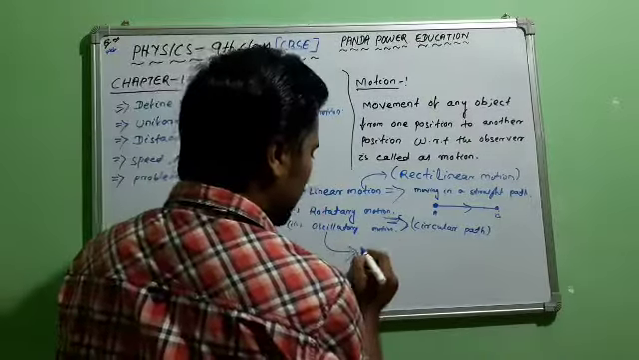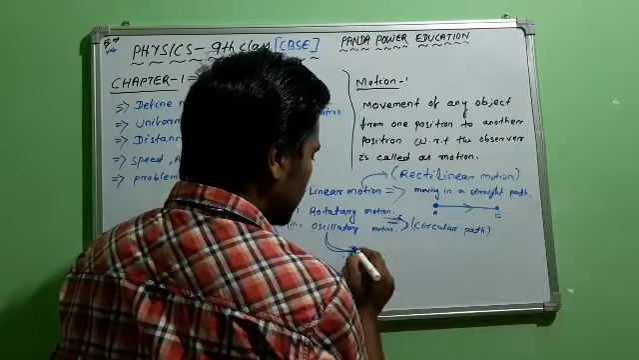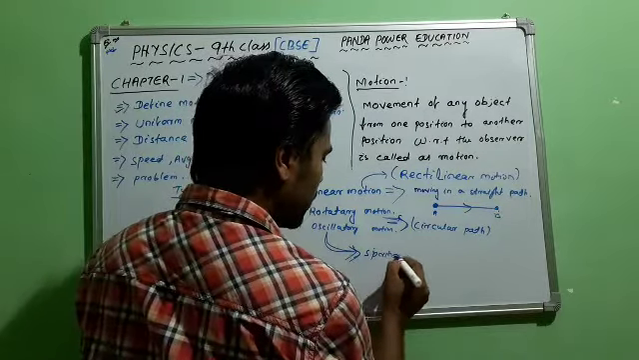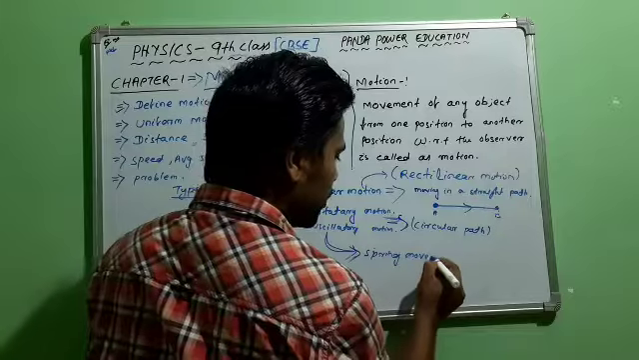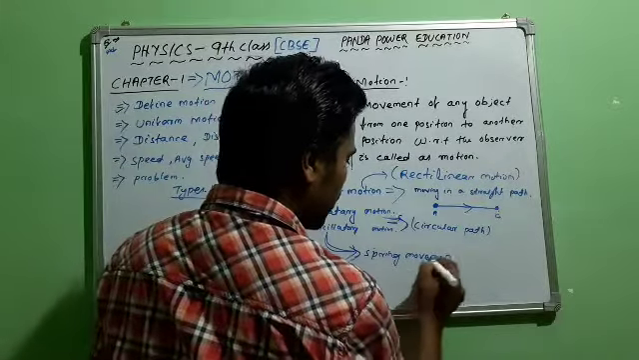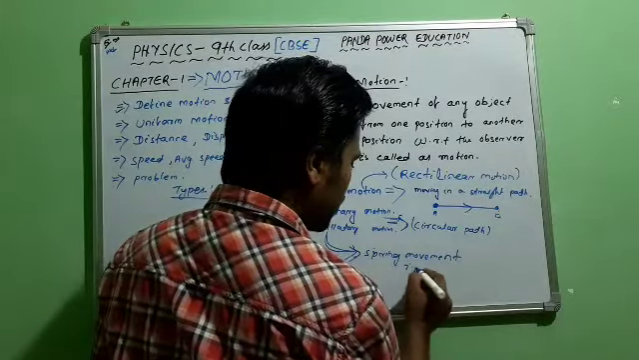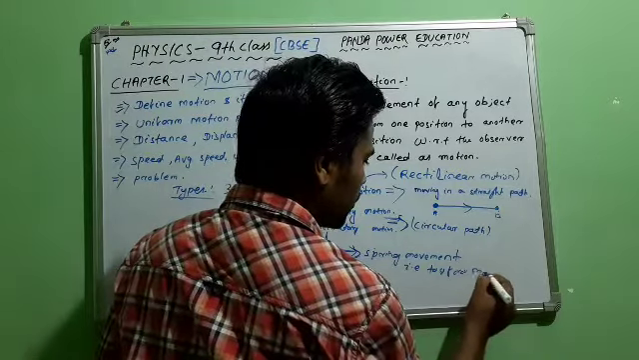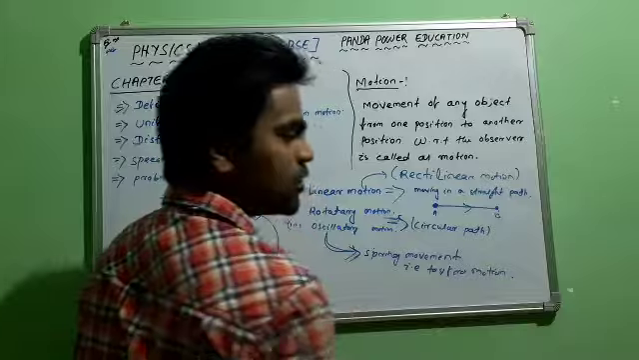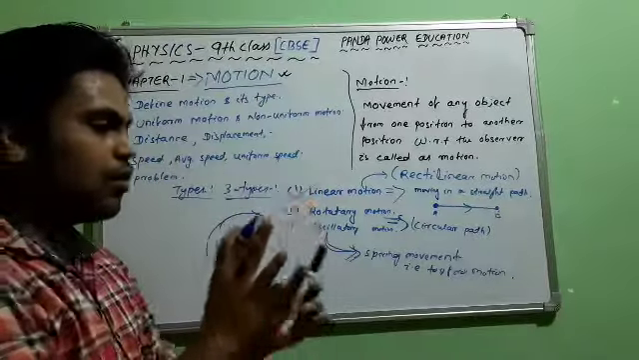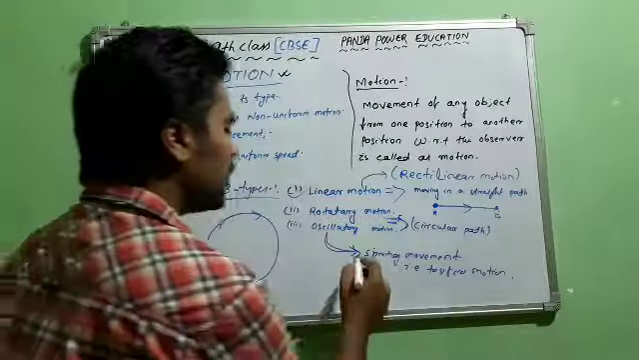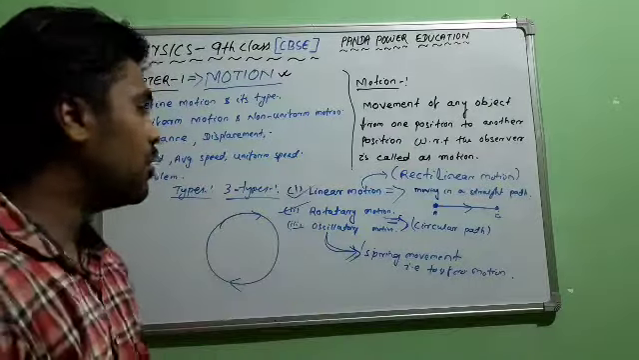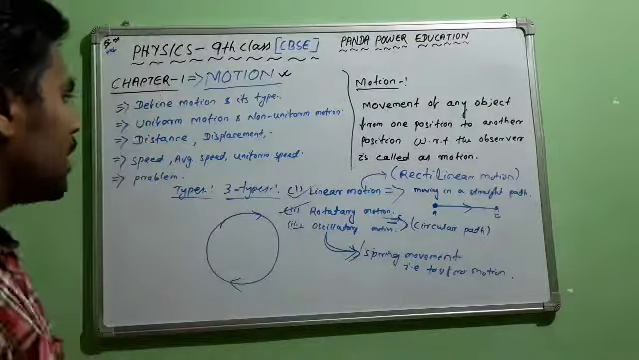So you have to write here: spring motion, spring movement, or that is to and fro motion, vibrating in the to and fro motion. So that is called oscillatory motion. Those three types of motion you already see in your surrounding. Okay. So now I am erasing it.